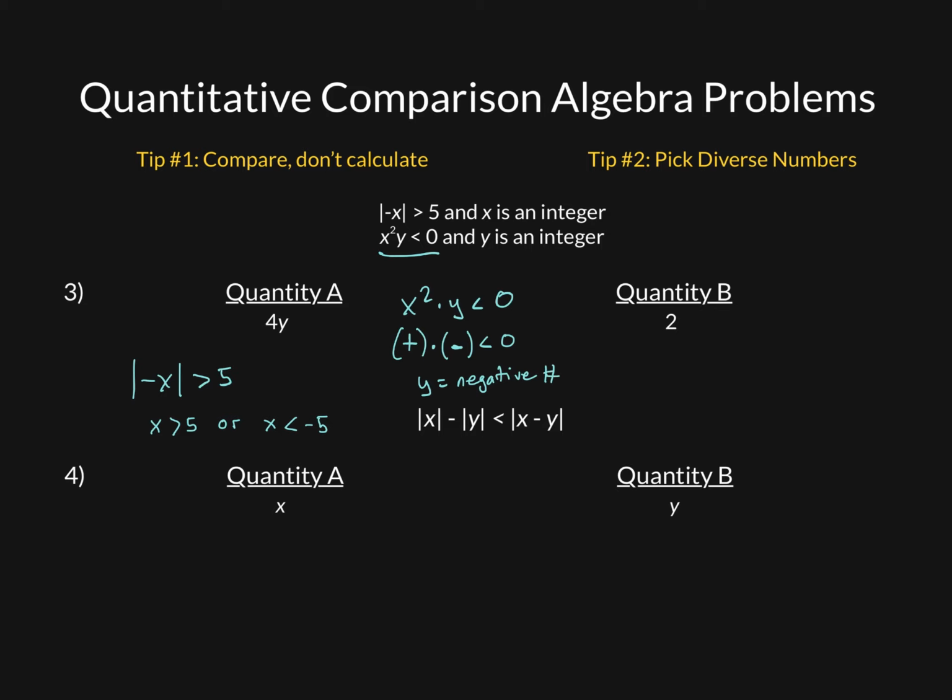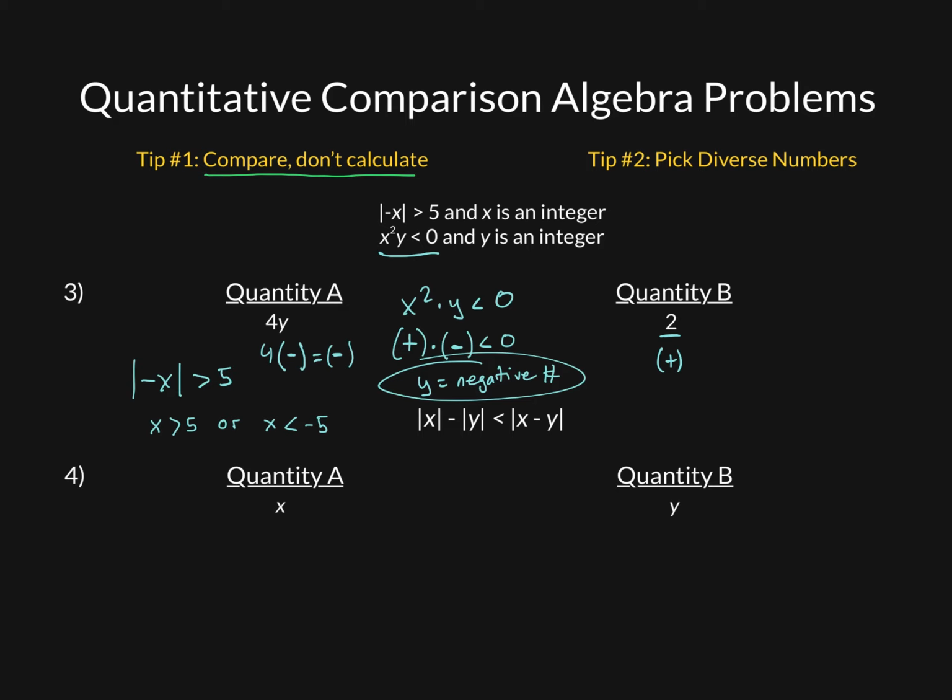So we can come to this conclusion, then we know that no matter what it is, 4 times a negative number will just give you another, bigger negative number. And any negative number is going to be less than 2 because this is a positive number. So positive is bigger than negative. Here in this case, that's the biggest thing: compare, don't calculate. We don't have to necessarily calculate here.